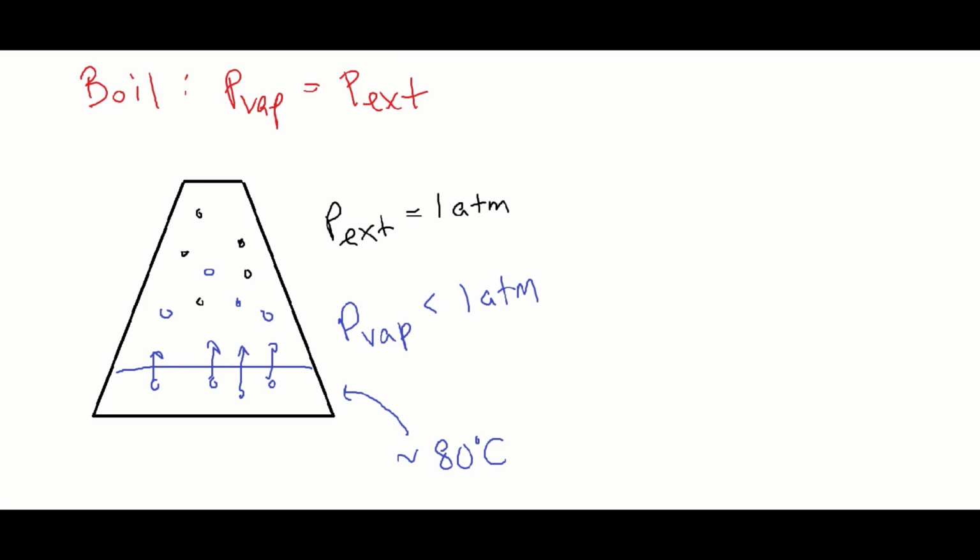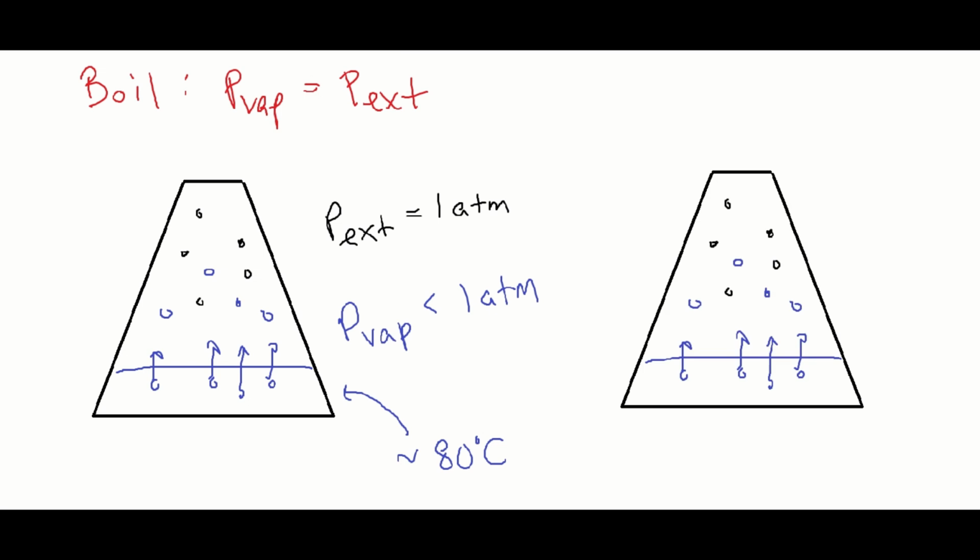In order to boil a liquid, the vapor pressure of the liquid must equal the external pressure above the liquid. There's a couple ways we can do that. We can continue to heat the water in the flask, or in our case, we decrease the atmospheric pressure. We lower the temperature by pouring ice water over the flask.